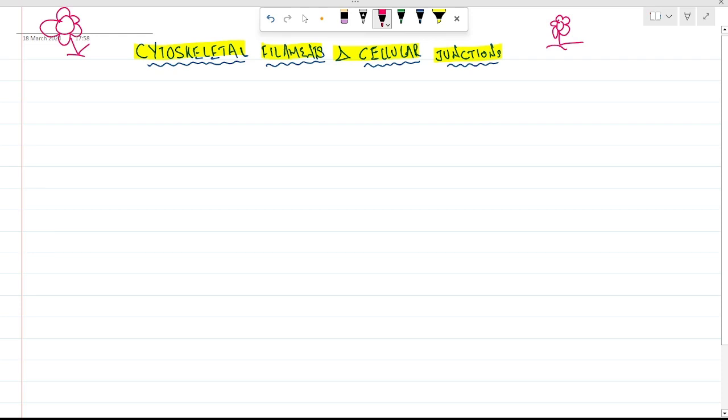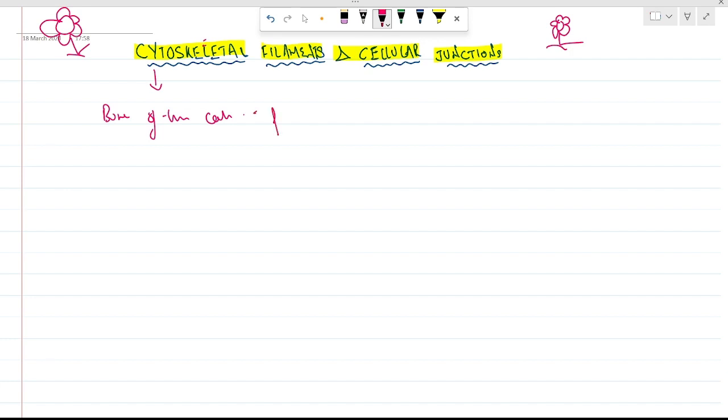Welcome back everyone. Today we are going to discuss this important topic under cellular physiology, that is cytoskeletal filaments and the cellular junctions. First we are going to discuss the cytoskeletal filaments. These cytoskeletal filaments are called the bone of the cells. From the name we can know that they are called the bone of the cells.